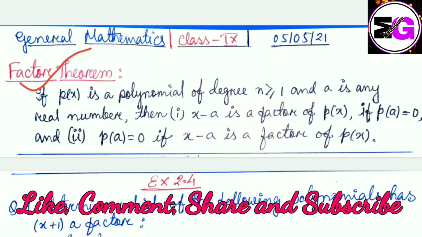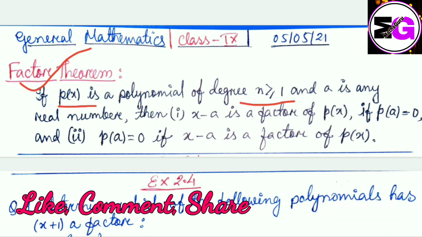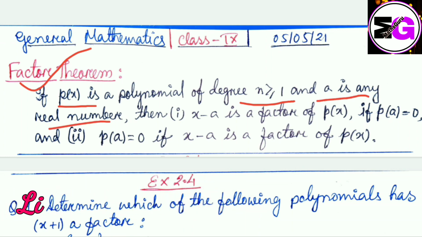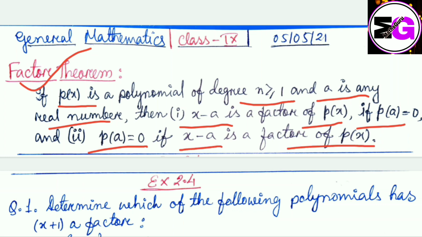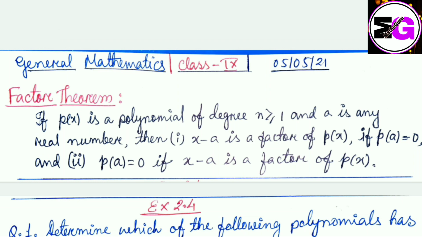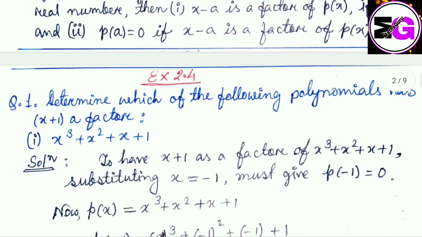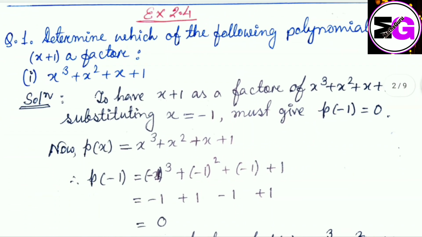So, the statement of this theorem is, if p(x) is a polynomial of degree n greater than or equal to 1 and a is any real number, then number 1, x minus a is a factor of p(x) if p(a) equals 0, and number 2, p(a) equals 0 if x minus a is a factor of p(x). So the first problem is question number 1.